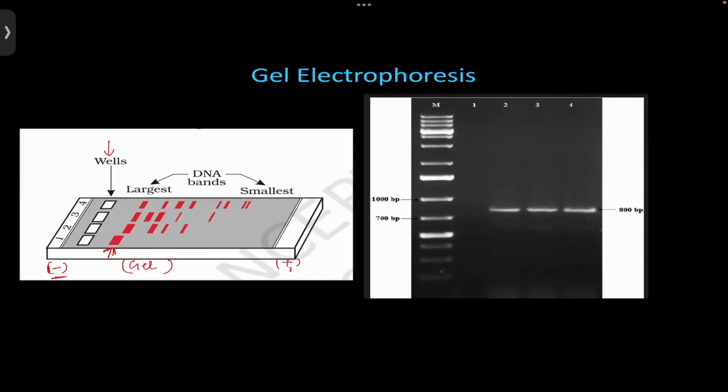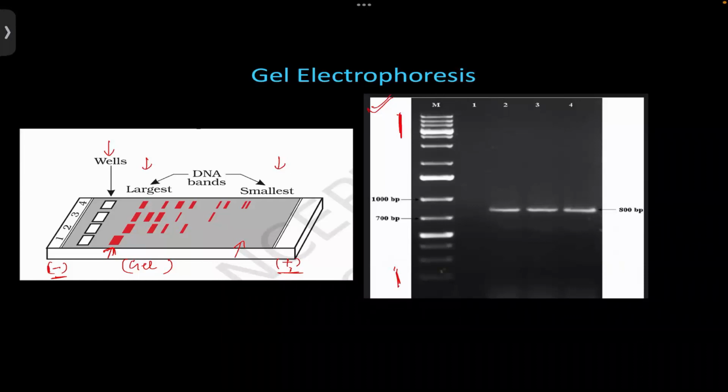Whereas the small DNA fragments, for them the path is much smoother. So they will easily move towards the anode end and will create bands towards the anode end. In this way, the DNA fragments are distributed from the largest to the smallest. So when you visualize this, it creates an image like this, where the largest bands are here and the smallest bands are here.